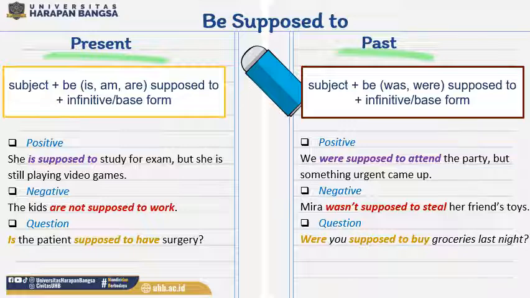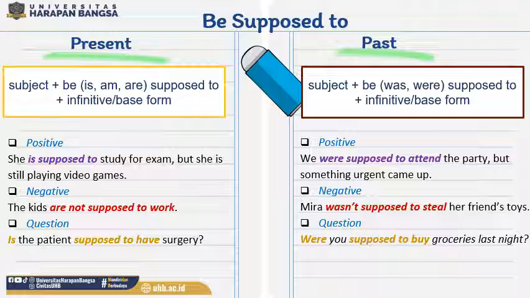Next question. Is the patient supposed to have surgery? Apakah pasien ini seharusnya dioperasi? Nah, that's for question. What about for past tense? Untuk bentuk past tense-nya ya, ada subject diikuti be supposed to dan infinitive or base form. Bentuk be yang dipakai yaitu was atau were karena konteksnya adalah lampau. Kita lihat contoh kalimat positifnya. We were supposed to attend the party, but something urgent came up.